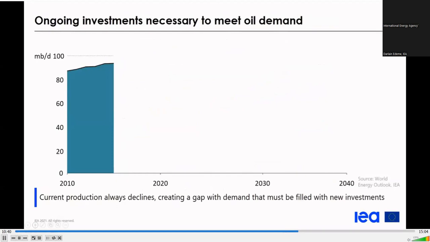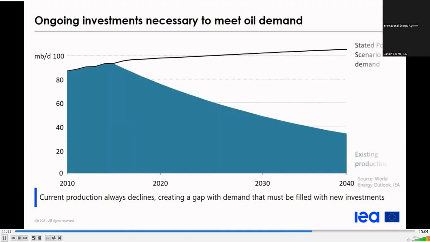One key specificity of the oil and gas sector is that, contrary to the power sector, you cannot switch on and switch off plants upon request. When you have an existing field producing oil or gas, this specific field has a profile of production. If we look today at how the supply and production of oil meets the demand, and look into the future, we can see that under our stated policy demand scenario, we expect demand for oil to increase slightly or remain stable. But the existing production of fields which are exploited today is to decrease naturally.